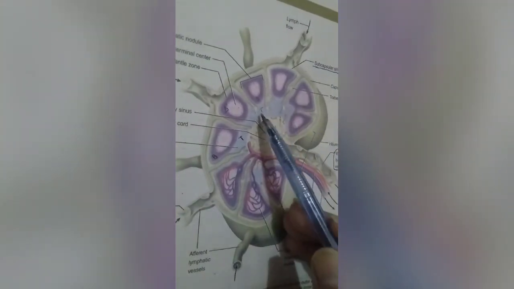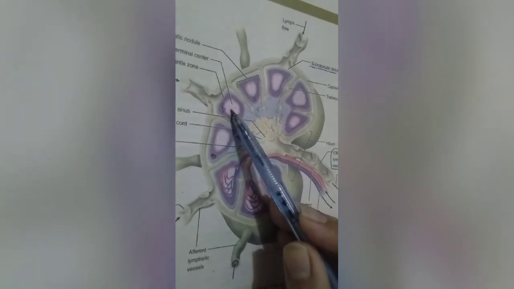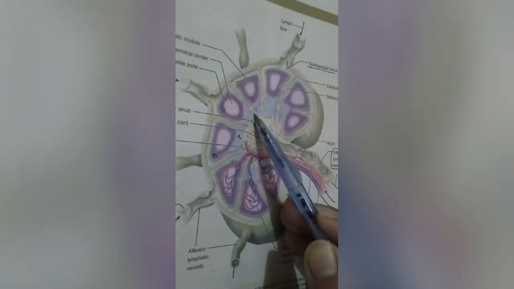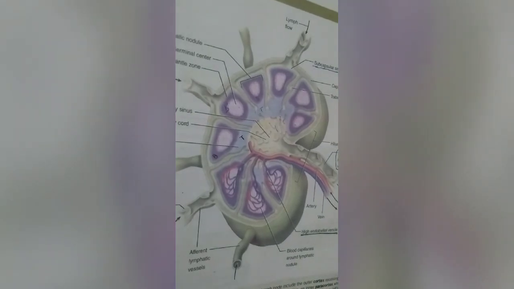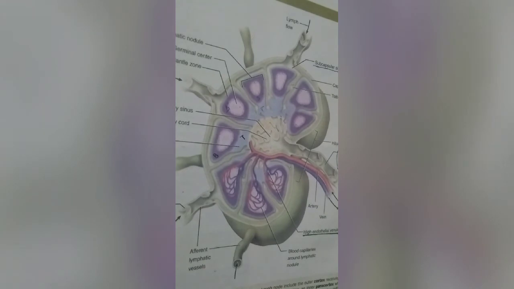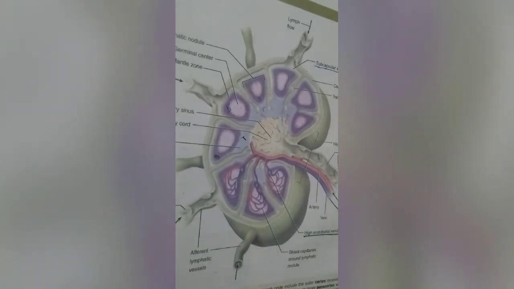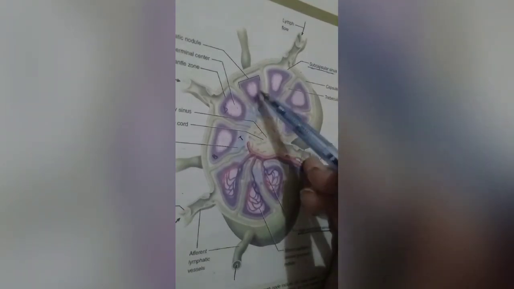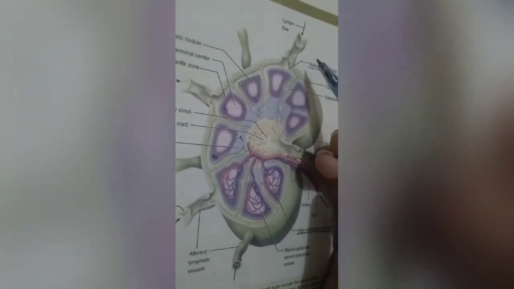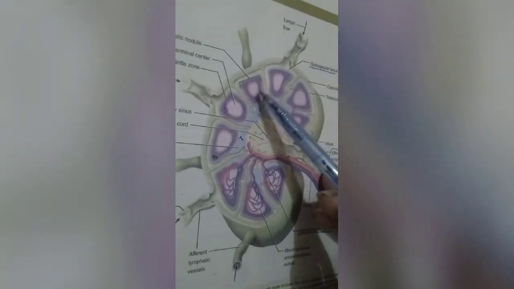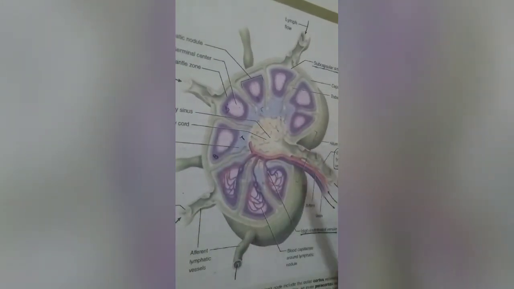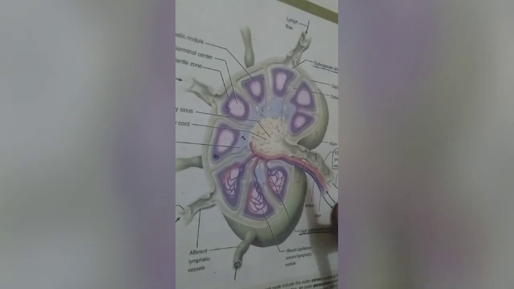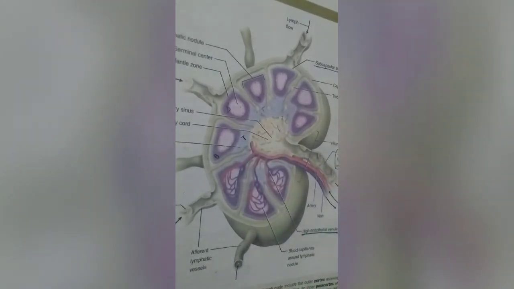Now the difference between the paracortex and the nodular cortex is that the paracortex does not contain any nodule, but it contains special post-capillary venules called high endothelial venules, and the cells of high endothelial venules are cuboidal, not squamous. The lymphatic nodule may be primary or secondary, but in this diagram we see the secondary, not the primary. What is the difference between primary and secondary? Primary does not have any germinal center, while secondary has a germinal center.